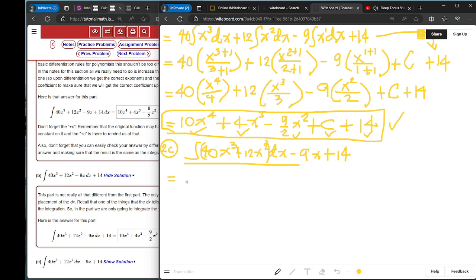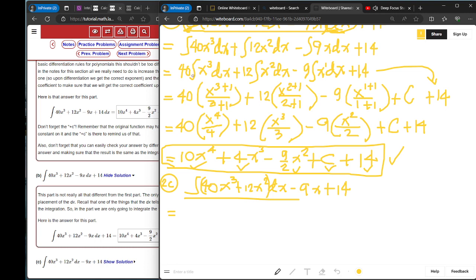Let's answer them directly since we already know the answers. So the integral of 40x cubed dx is 10x to the fourth, plus the integral of 12x squared dx, which is 4x cubed, minus 9x plus 14. So this should be the answer.